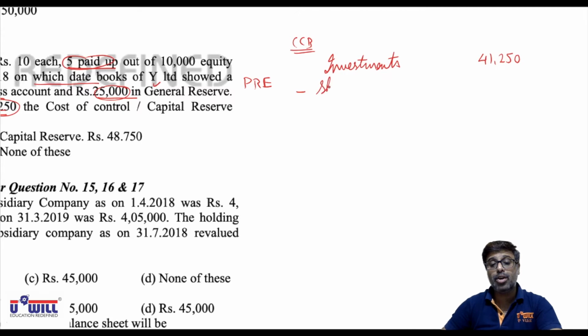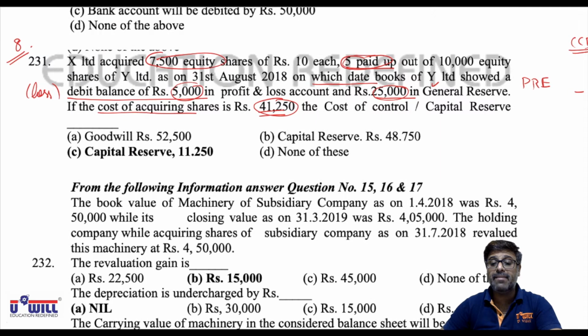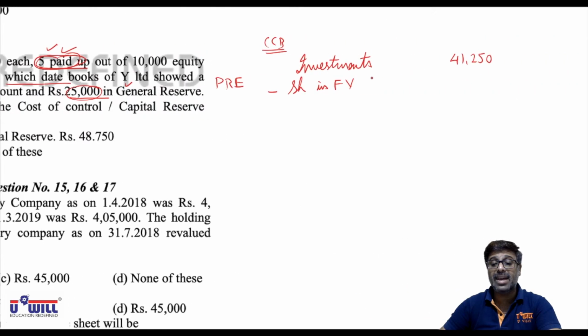One was the share of the holding company in the face value. Here, for face value we will take the paid up value, because the remaining 5 rupees the holding company will have to pay in future. So face value means here you will take 7,500 into 5. I repeat, so far we had fully paid shares only, but here they are partly paid up, so you take 7,500 into 5. 37,500 is the paid up value of shares acquired. Minus the share in capital profits.